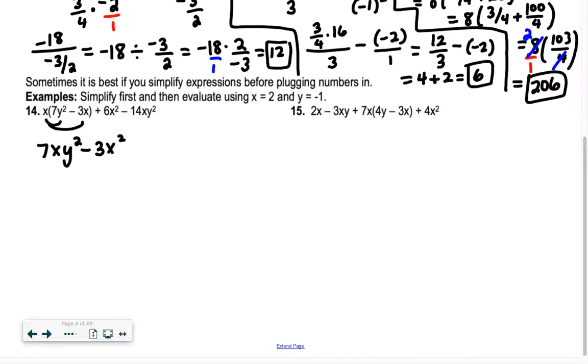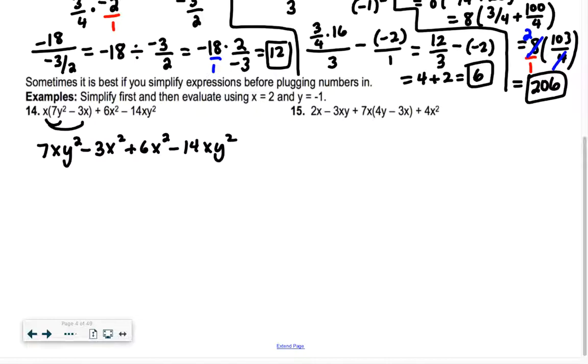Do you guys remember that from Algebra 1? Like x times x is x squared and so on. All right, so then I have plus 6x squared minus 14xy squared. So we need to combine what we call like terms. So you guys can write this down now. So I told you to stop writing and then I wanted you to write again.